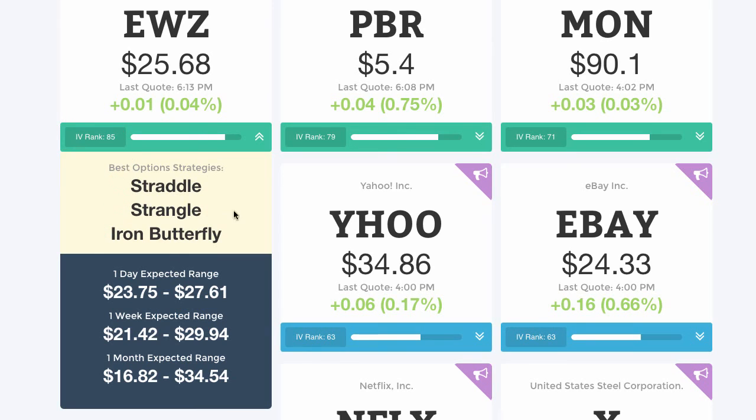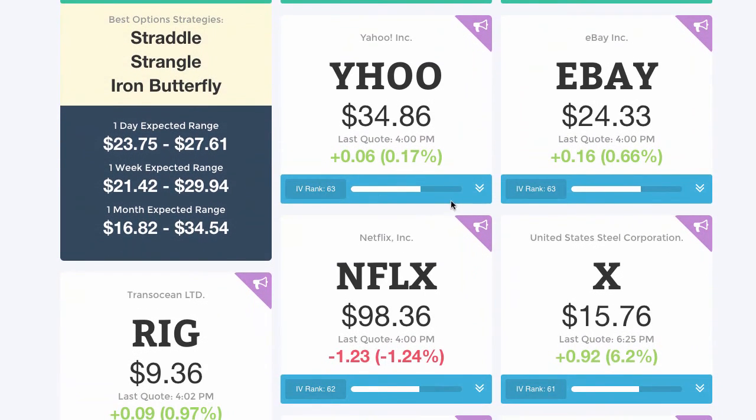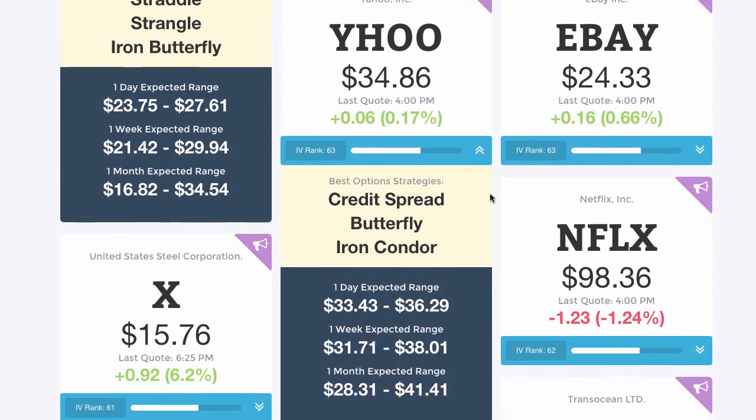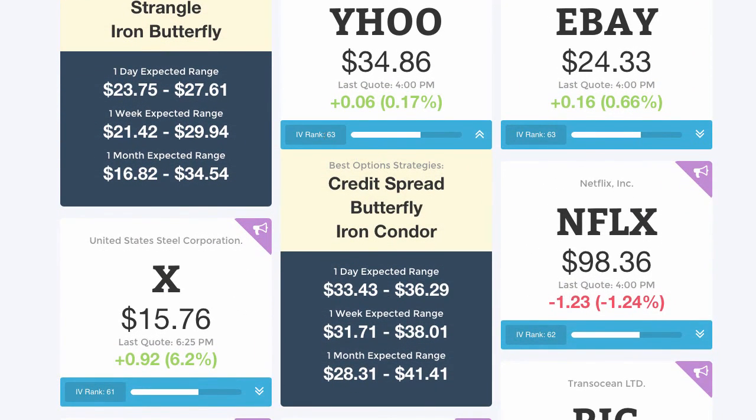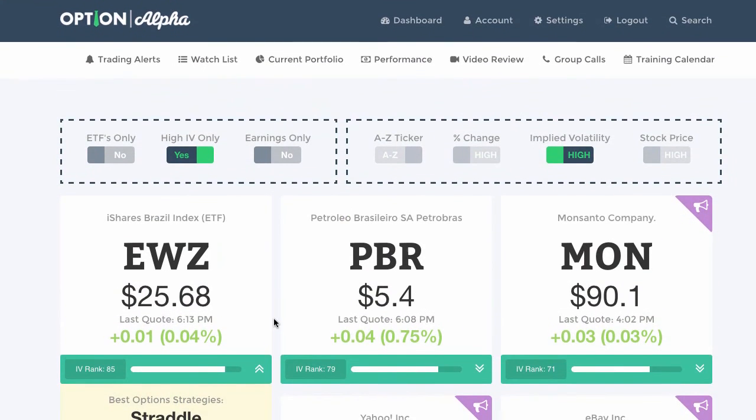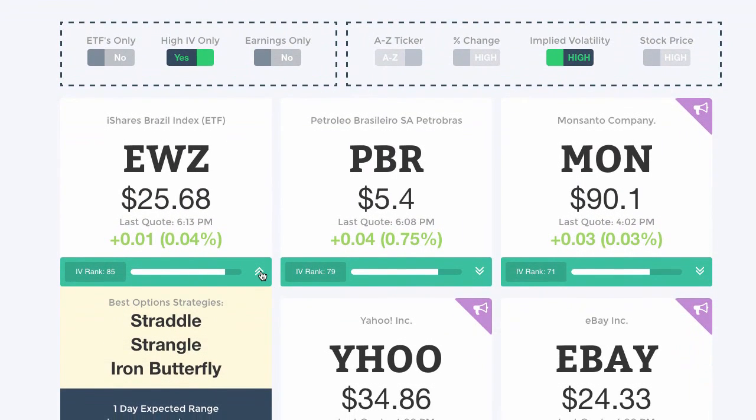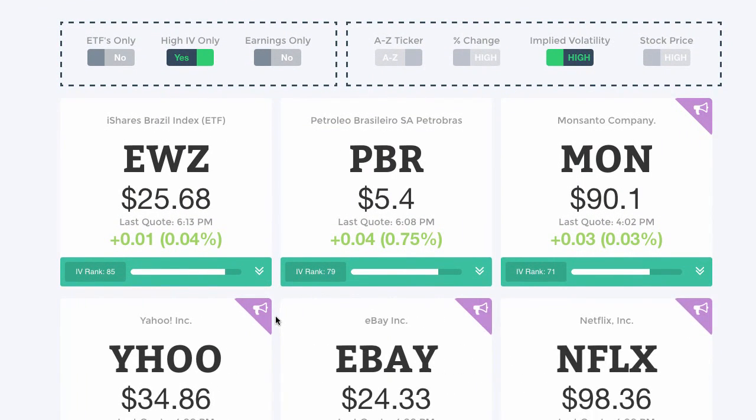If we were looking at something maybe a little bit different, like, let's say, Yahoo, which has implied volatility in the 63rd rank, you can see that the system automatically recognizes that and suggests that you should trade either credit spreads, butterflies, or iron condors in this case, okay? So again, very easy for you to come in here every single day and scan through this watch list in 3 clicks or less and find everything that you need as far as potential high implied volatility trades.